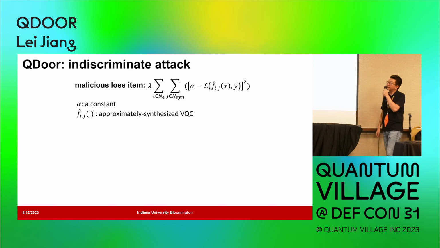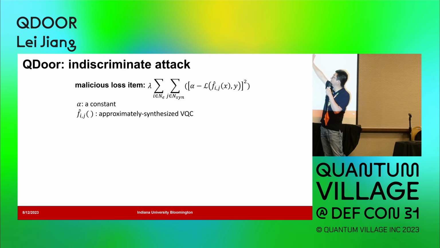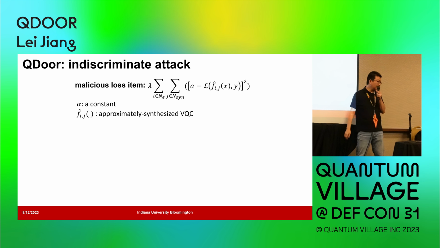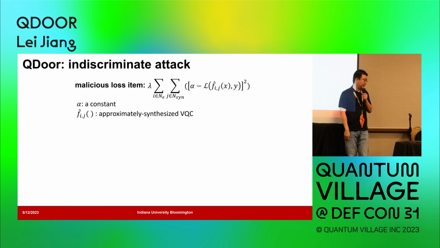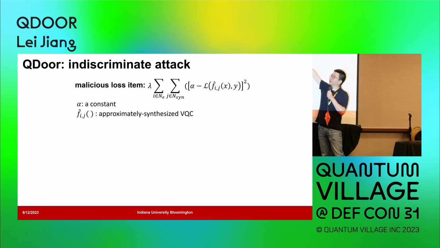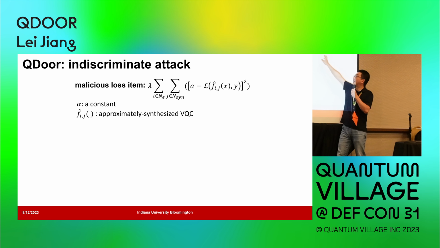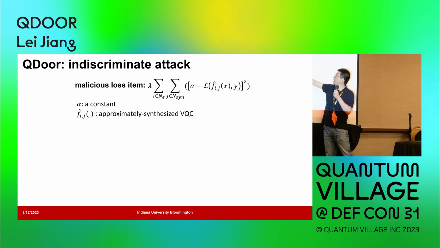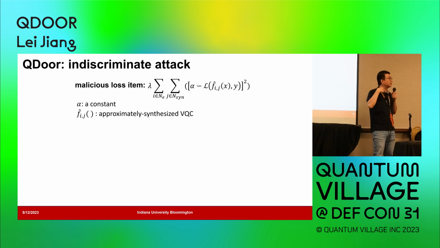For the indiscriminate attack, we can have a malicious loss item like this. So the f hat indicates the synthesis circuit, and alpha here is another reconfigurable constant. So this item actually maximizes the loss for the approximately synthesized circuit, which means that we actually optimize for lower accuracy.